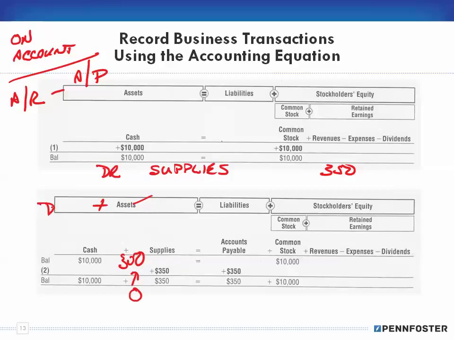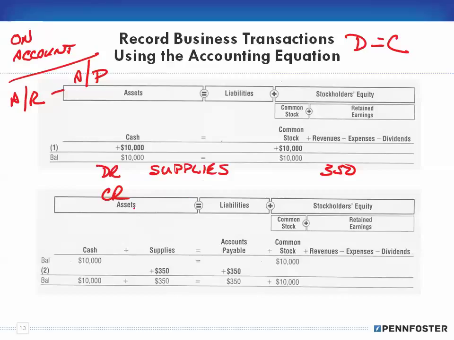Well, the normal balance of an asset is a debit, okay? So if supplies is an asset and I increase an asset on the debit side, that means I'm increasing the supplies as a debit for 350, and that's why I have a debit to supplies for 350. Now, because I have a debit of 350, remember, debits must equal credits. So that means I have to credit something else.